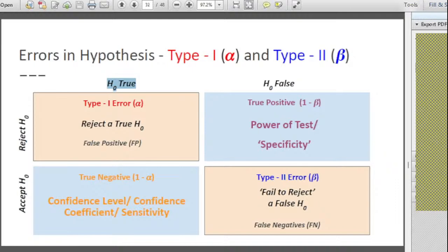Now type 2 error. Let's see what the type 2 error is. Fail to reject a false null. We fail to reject a false null, right? So we'll call these false negatives. Type 2 error, and this is called beta. Sorry, 1 minus beta is called the power of the test.